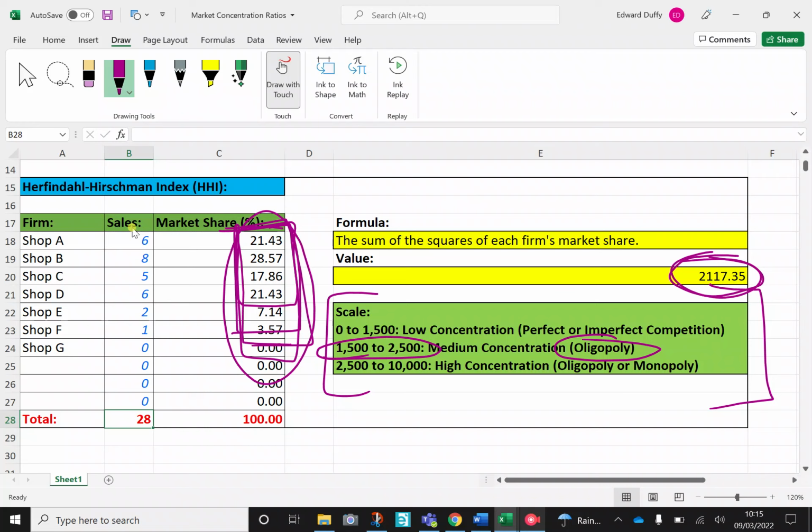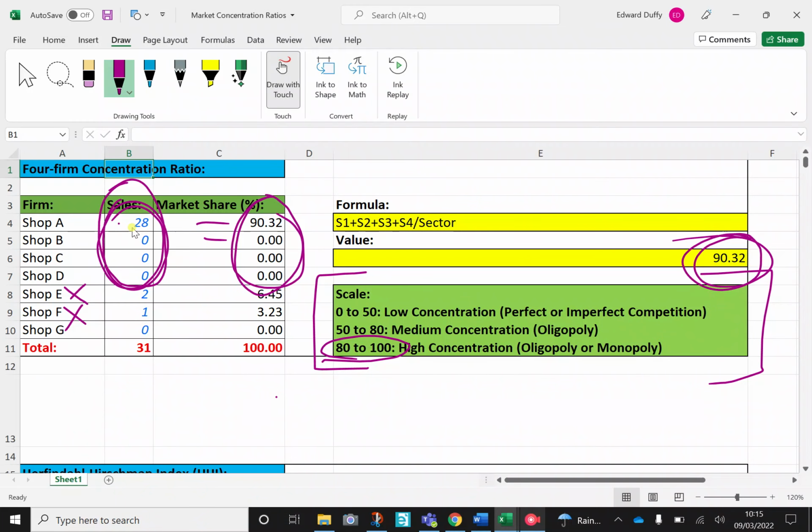And we can see here that in this case it's actually coming in in the medium range, whereas in the previous one it's coming in at high concentration. Now they're both telling us the same thing. They're both telling us that it's oligopoly, but perhaps the HH index is maybe just that bit more accurate.